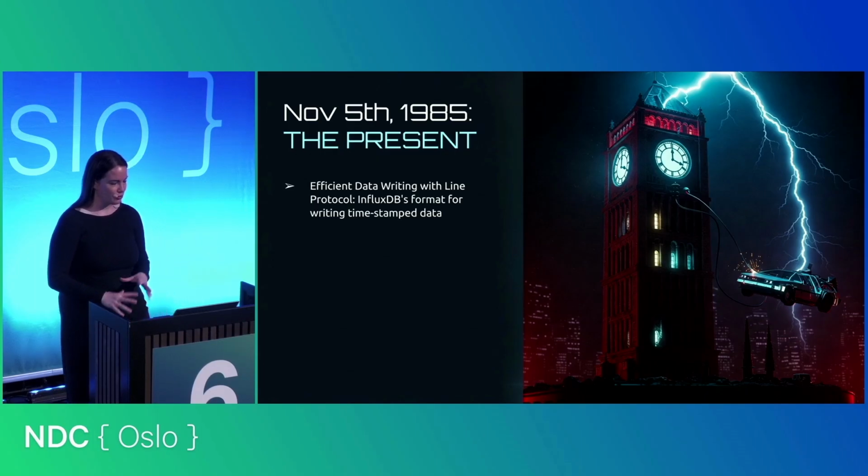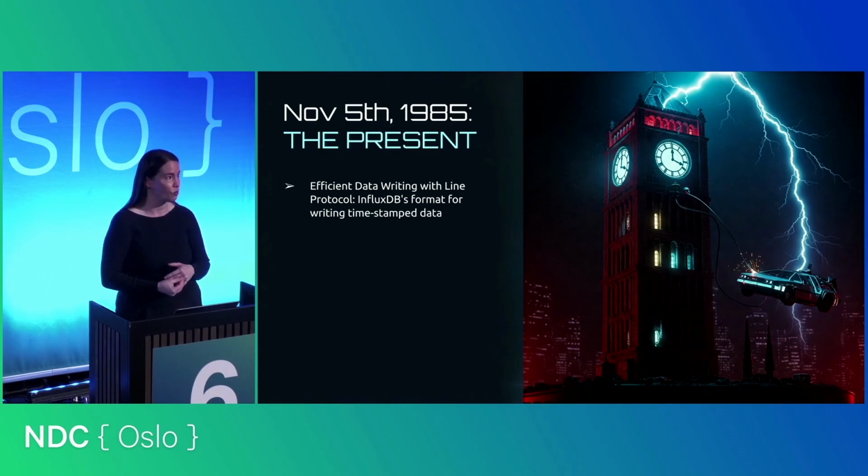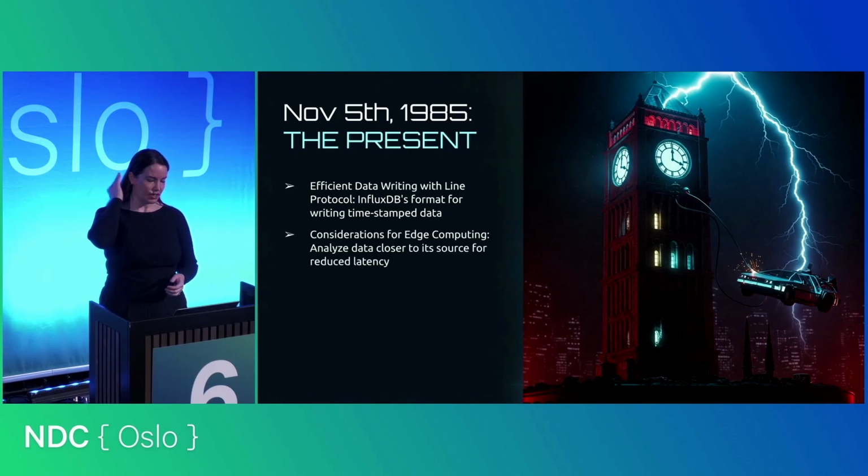So we're going to efficiently write with something called line protocol, which is Influx's format for writing time series data the fastest possible. You can do it in an SDK, you can do it in an API call. This is just one of the ways that you can get data into and out of a time series database like Influx. And then you have to consider your edge device, or in this case, it might be the DeLorean, right? Analyze data closer to its source so you don't have to worry about the latency so much.